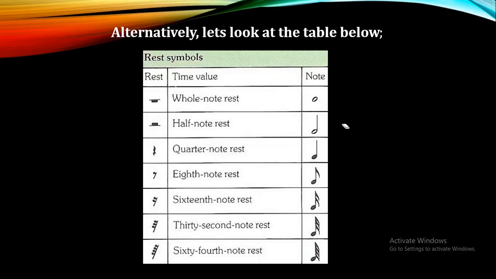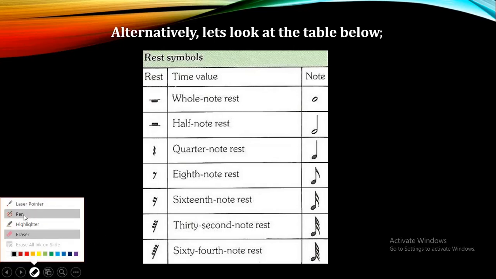Now, then we have the quarter notes, and this quarter note. Now, this is where mathematics comes in. We are told there's a quarter note, what.